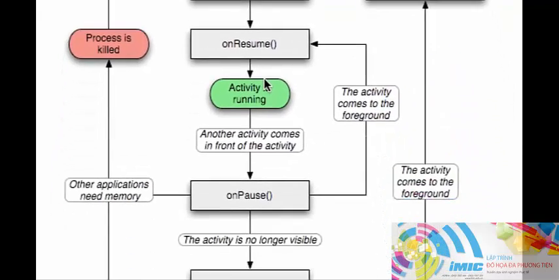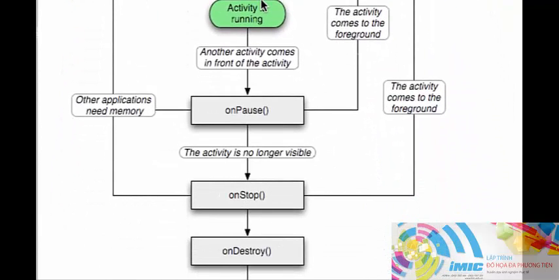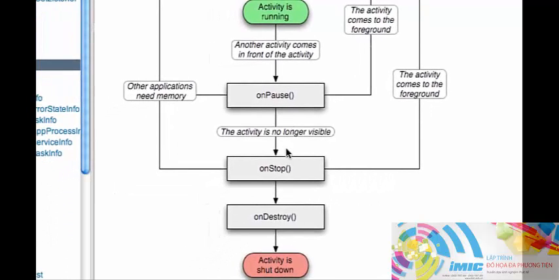Now, if our activity is running and we get a text message, or for example, if our splash activity starts a new activity, the splash activity is going to go through onPause, and when it's no longer visible, it's going to call an onStop method. The most important one is onPause, but if our activity gets shut down, it's going to call onPause, onStop, and onDestroy.